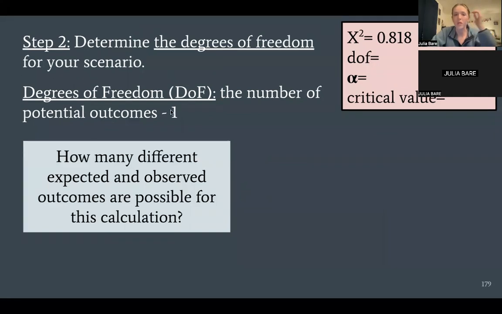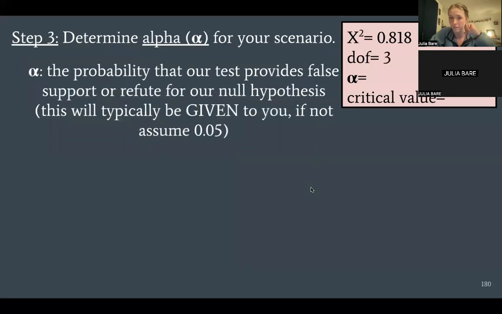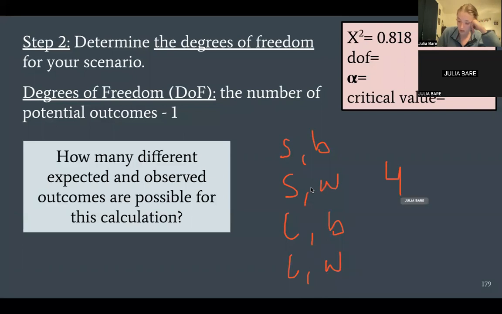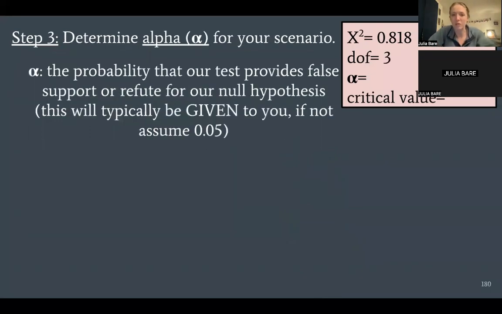When you're analyzing degrees of freedom, it is the number of potential outcomes minus 1. All right. So when we're looking at our scenario with the black and white and short and long-haired rabbits, how many different expected and observed outcomes are possible for this calculation? Take a second to think about it. Well, if you think about it, we have 4 different possible outcomes. Remember, we have short black hair, short white hair, long black hair, and long white hair. So we have 4 possible outcomes minus 1, which means our degrees of freedom is going to be 3. Okay? Pretty straightforward. Now let's determine the alpha value for our scenario.